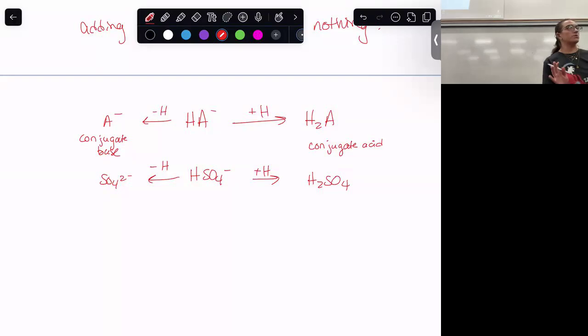If you're ever confused, my biggest piece of advice for determining conjugate acid and conjugate base is to take HCl. You know HCl is a strong acid, so its conjugate base is going to be Cl minus, and that is minus an H ion. Then you can look at your whole chemical equation to see what's happening there. I think sometimes that just gets confusing for students moving forward.